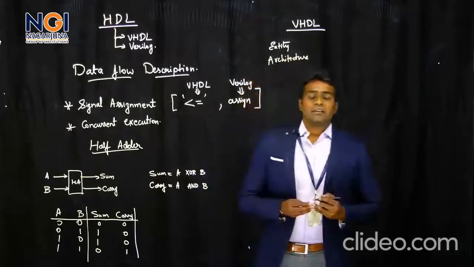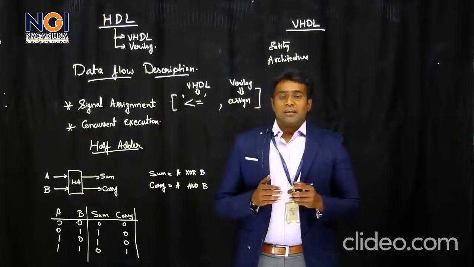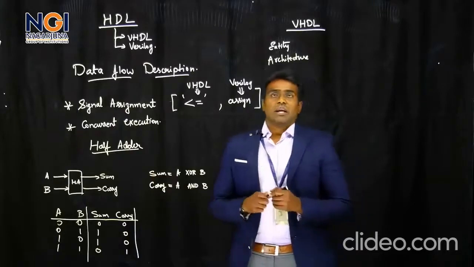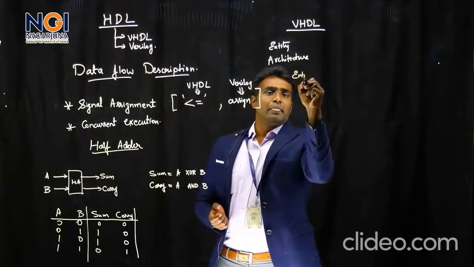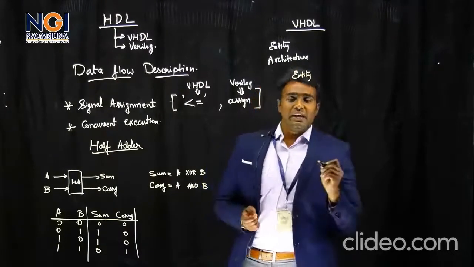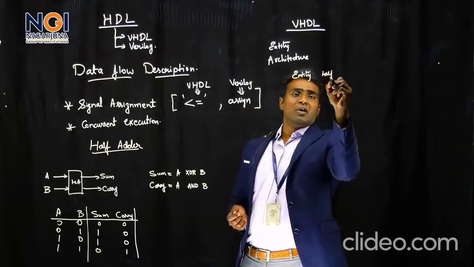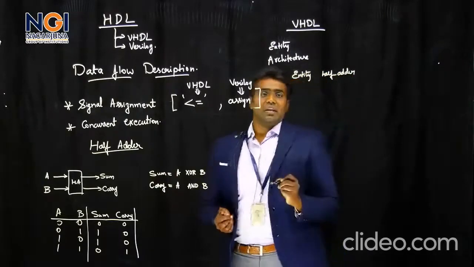So entity refers to a part of the program where you are declaring your number of inputs and number of outputs. It starts with a predefined word entity followed by an identifier. To identify this entity, I'll be taking the name as ha_adder. So this is the name that we can give to the entity.